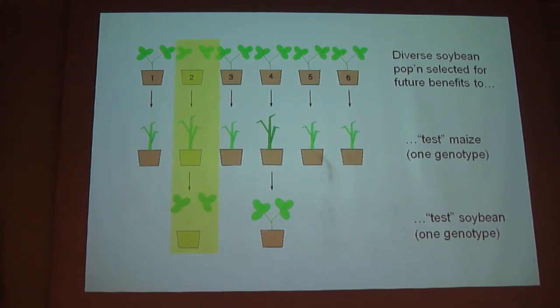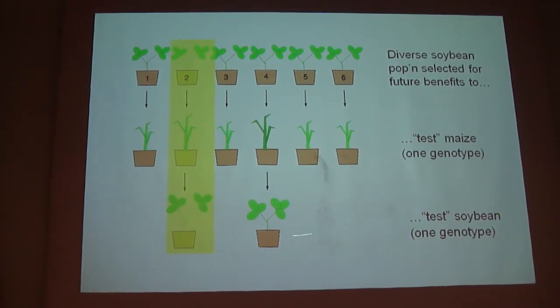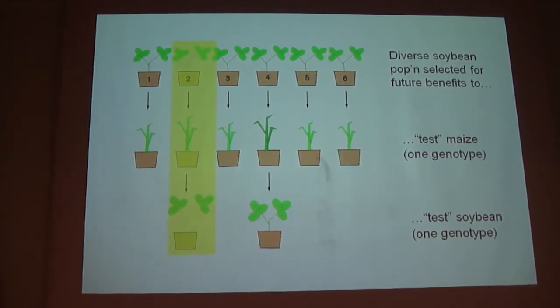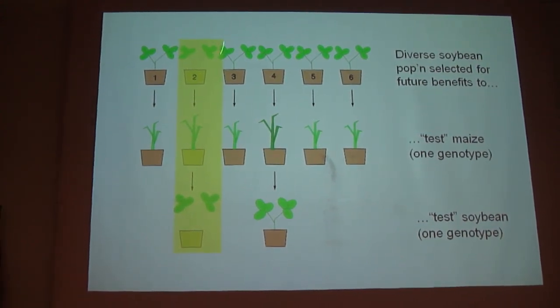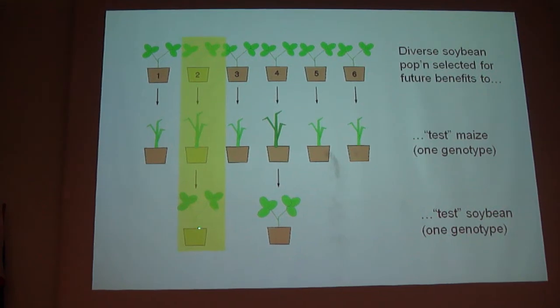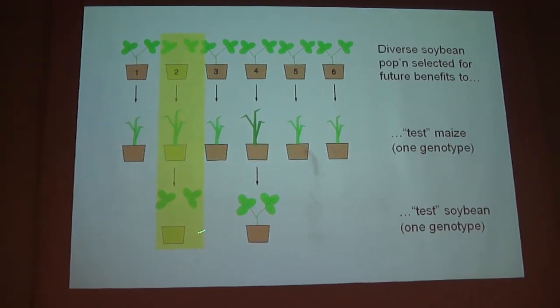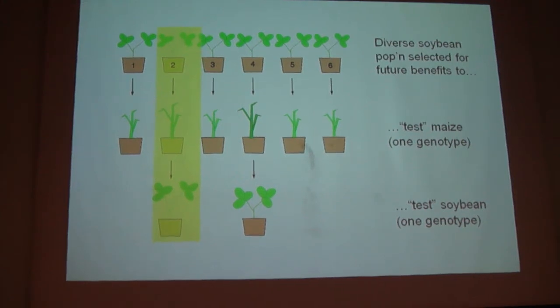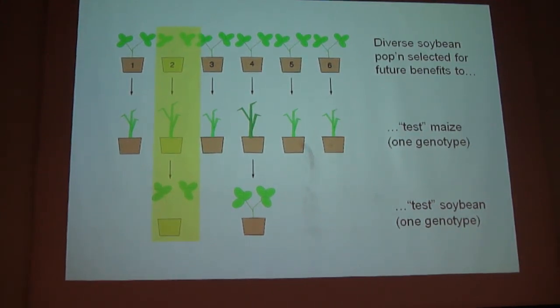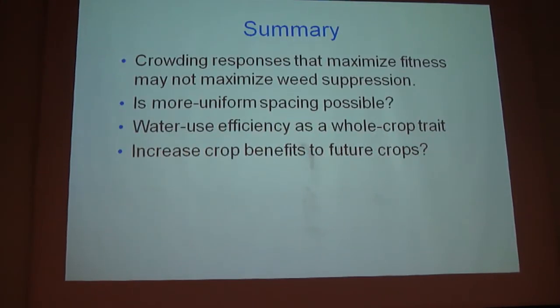And again, here we're using a genetically uniform test crop, and we see that soybean genotype 2 has some lasting effect on the soil that benefits soybean. So that's the one that we would pick from this set of 6. I think I'm about done, which is good timing.